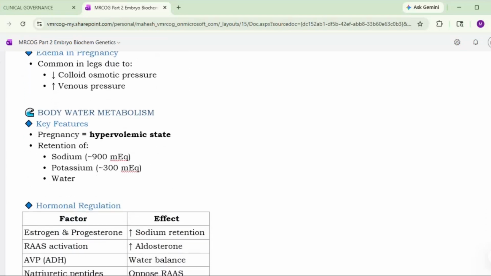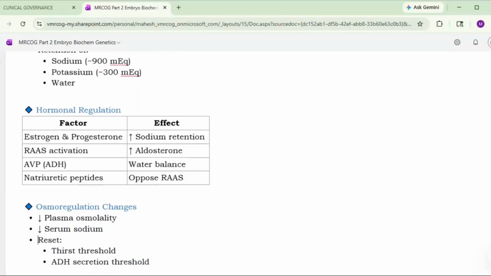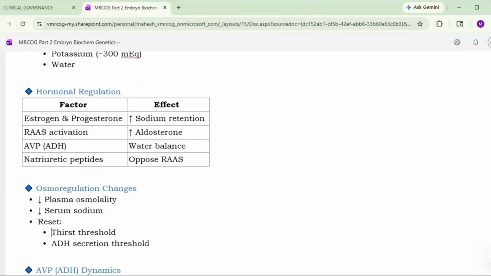Then body water metabolism, what happens? Pregnancy is a hypervolemic state. There is a retention of sodium around 900 milliequivalents, potassium around 300 milliequivalents, and retention of water. Then what is the hormonal regulation of this water and electrolyte balance? Estrogen and progesterone lead to increased sodium retention. Activation of the renin, angiotensin, aldosterone system leads to increased aldosterone. The ADH, also called AVP, is responsible for the water balance, and natriuretic peptides oppose the renin, angiotensin, aldosterone system.